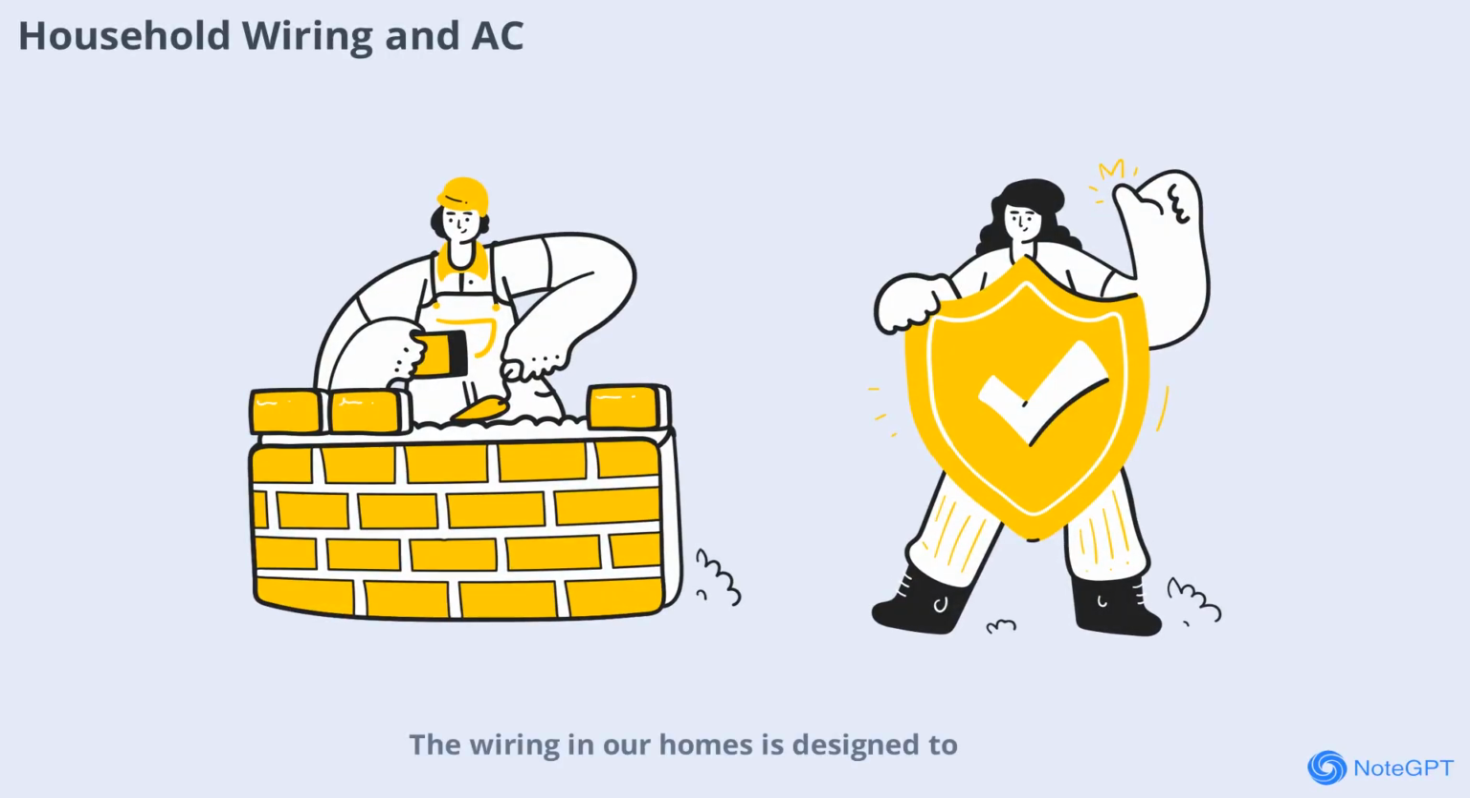Wiring in our homes is designed to safely distribute AC power to various appliances and outlets. It includes safety features like circuit breakers and fuses to protect against overloads and short circuits. Proper wiring ensures that electricity is delivered efficiently and safely throughout the house. Understanding household wiring helps in appreciating the importance of electrical safety and maintenance.